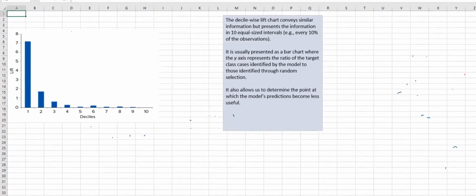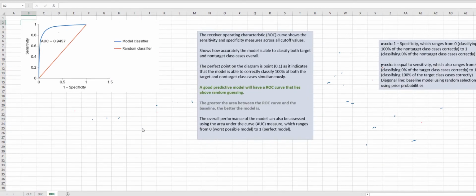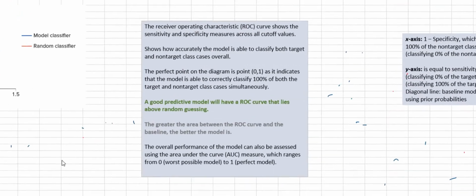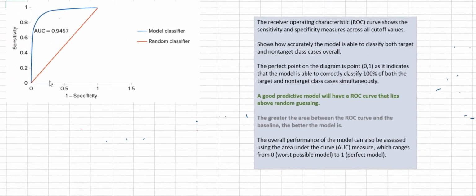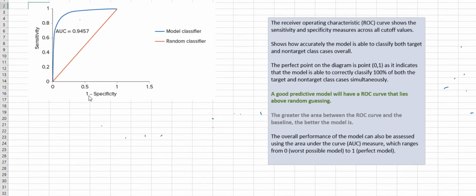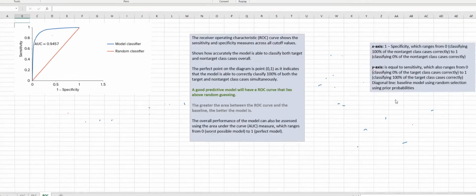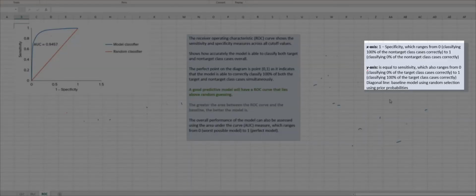And next I'm going to talk about the ROC curve. The receiver operating characteristics curve shows the sensitivity and specificity measures across all cutoff values and how accurately the model is able to classify both target and non-target class cases overall. Here you can see one ROC curve on the screen, and the x-axis is 1 minus specificity, or the false positive rate. 1 minus specificity ranges from 0 to 1. 0 indicates classifying 100% of the non-target class cases correctly, and 1 indicates 0% of non-target class cases correctly.